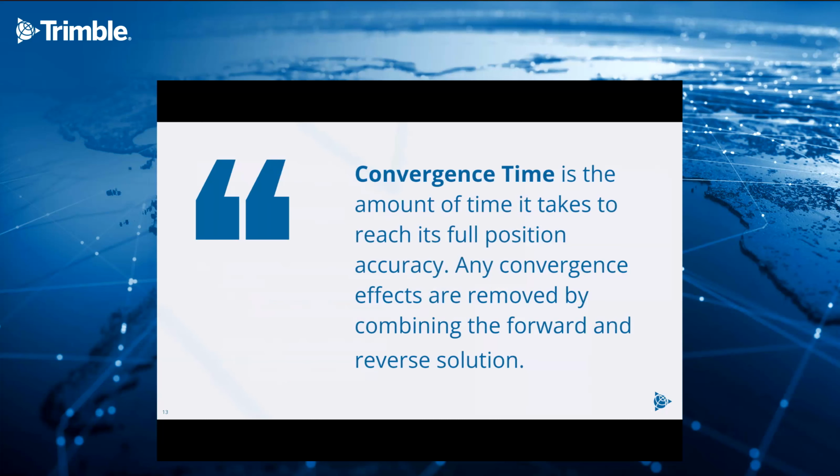So what's convergence time in this context? The convergence time is the amount of time it takes to reach its full position accuracy. Any convergence effects are removed by combining the forward and reverse solution. So I repeat, since the POSPac PP-RTX solution is processed in the forward and reverse directions and then combined, all potential convergence effects are removed. It's important to understand that the convergence time drives the minimum mission length in post-processing and is not the time required to reach a certain accuracy specification in post-processing.